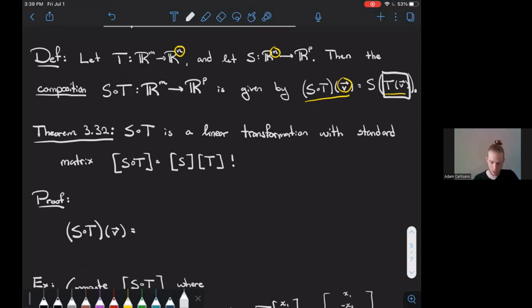So we want to prove that this is the standard matrix of this linear transformation. Well, S composed with T of V, that's by definition S of T of V. By definition, that's S of the standard matrix of T times V.